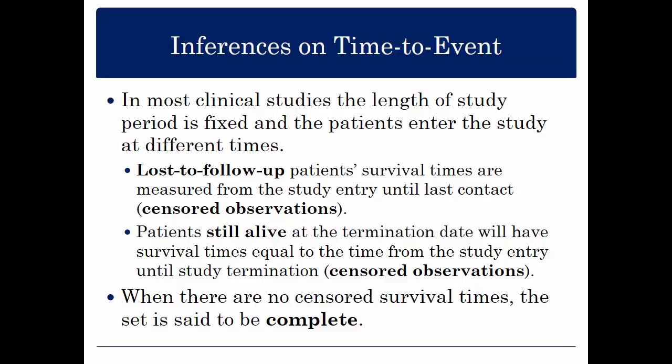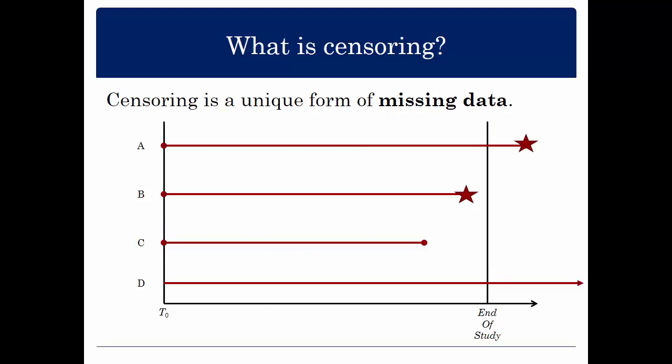If we have no censored survival times, which means that every patient or every subject in our study had the event within the study window, then we have complete data. And that's, at least in my experience, not something that I'm usually working with. Most, if not all, survival analyses that I've had to perform have had some kind of censoring associated with them. So when I say censoring, what is censoring? Censoring is just a unique form of missing data.